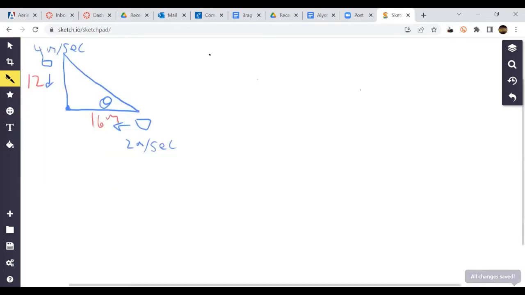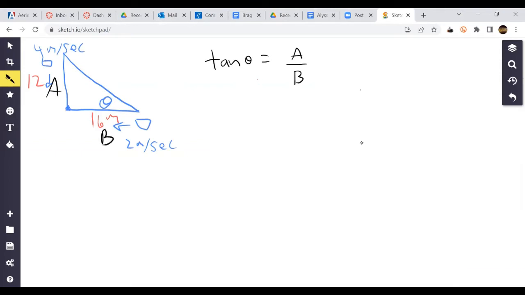I would go tangent of theta equals, let's call this A over B, where we can call this A and we can call this side B. Right? Tangent, opposite over adjacent. So now, because the goal is to find d theta dt, the rate of change of the angle with respect to time. So we want to find d theta dt, which is why I created an equation that involves theta.